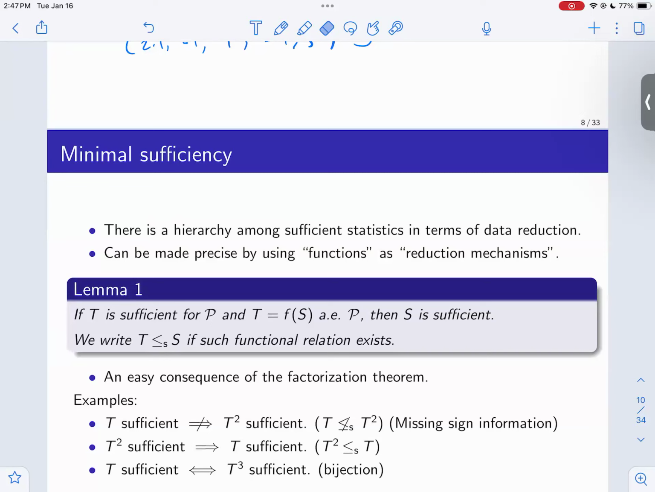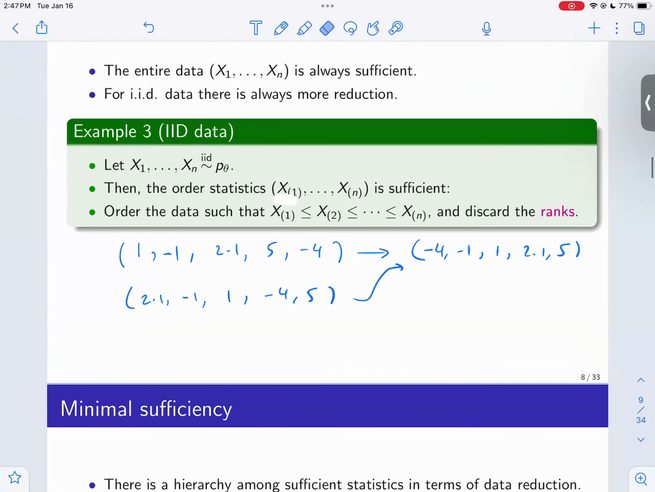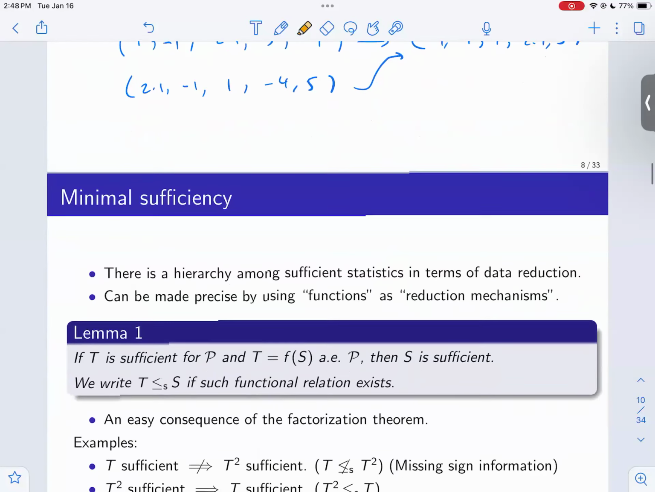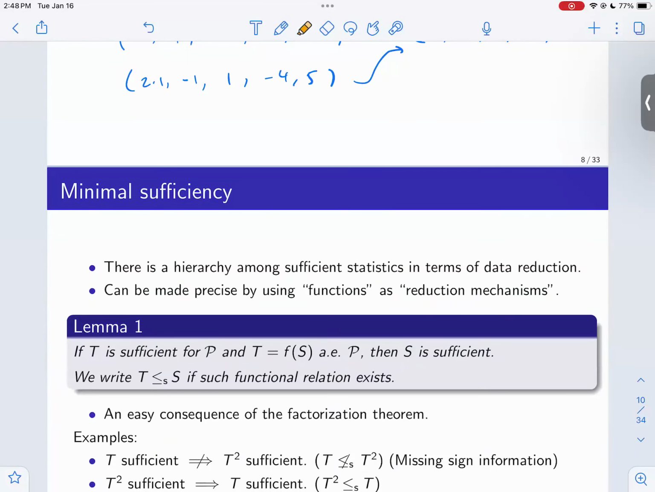So, minimal sufficiency. There is a hierarchy among sufficient statistics in terms of data reduction. Intuitively, the order statistic has less information than the original one. So we first have to formalize what this means. How do we measure reduction? We want to make it precise. Once we make the reduction idea precise, then we can look for the minimal one, the one with the smallest amount of information.